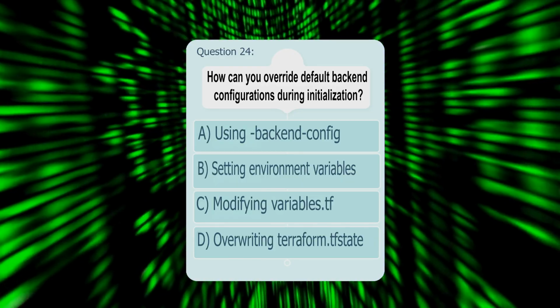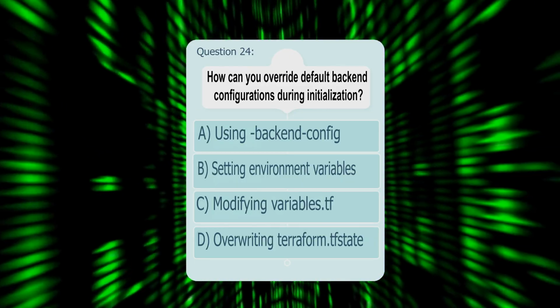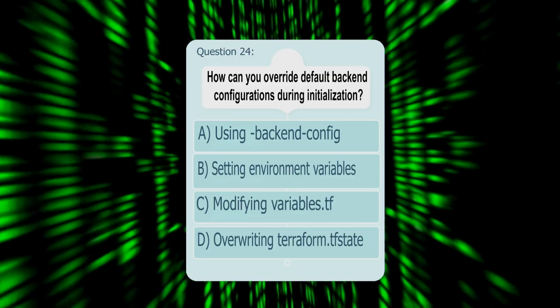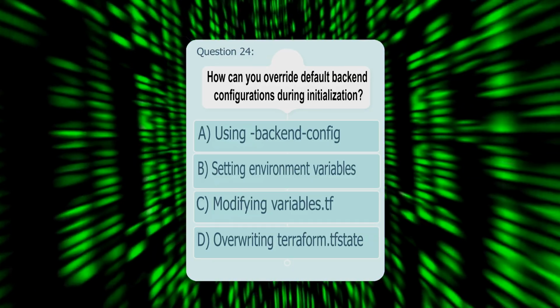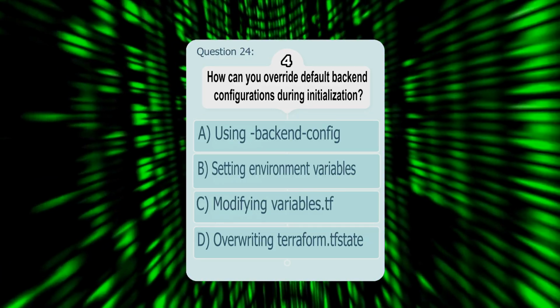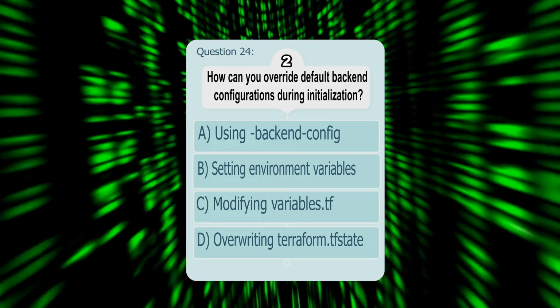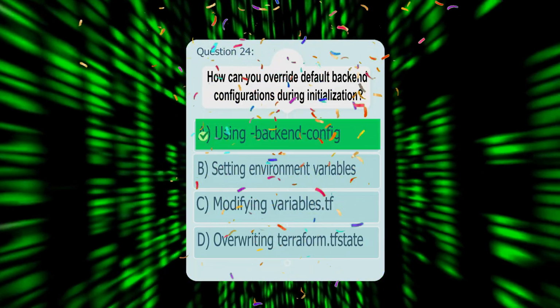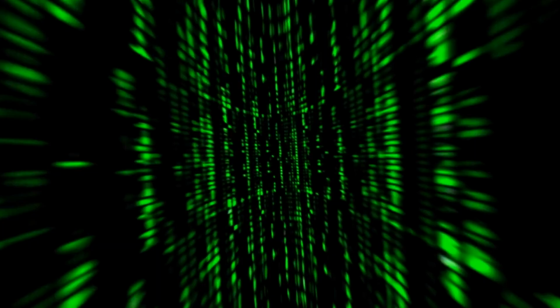Question 24. How can you override default backend configurations during initialization? A. Using backend config. B. Setting environment variables. C. Modifying variables.tf. D. Overriding terraform.tfstate. Answer. A. Using backend config.